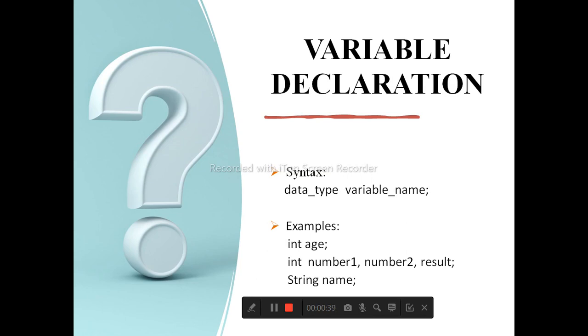Declaration of variables. Its syntax is data type, space, variable name, followed by a semicolon. Example, if you are using the integer data type: int age, or whatever name you can give, int number1, number2, number3, like this. More than one variable can also be declared.